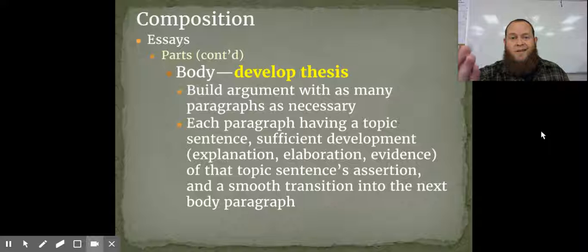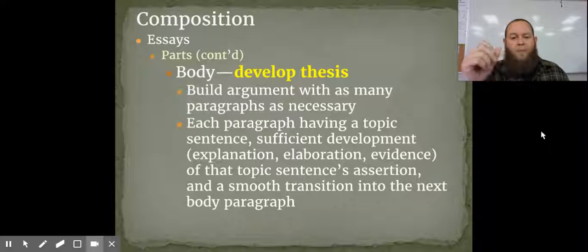The body paragraphs again develop the thesis, and this goes back to what we talked about in the paragraphs video. Build the argument with as many paragraphs as you need in the body. Again, there's no magic number. If you end up writing a 5 paragraph essay because you had 3 points to make to demonstrate your conclusion, cool. If you write a 9 paragraph essay because you had 7 points to make in the body of your essay, just as good, just as cool.